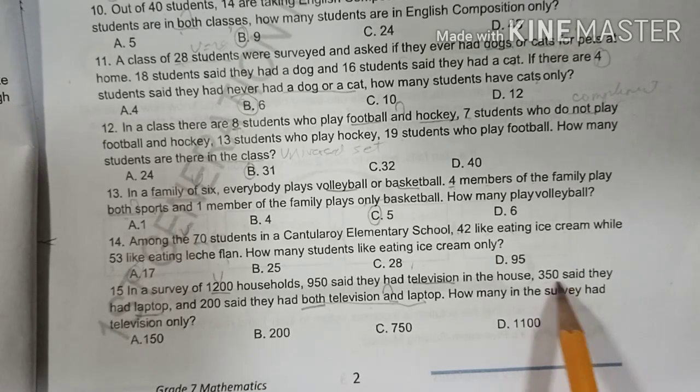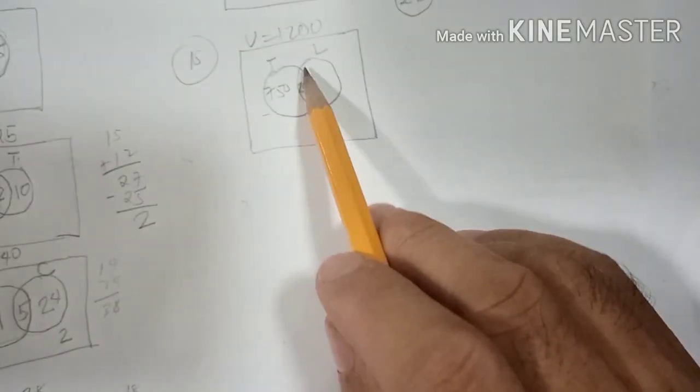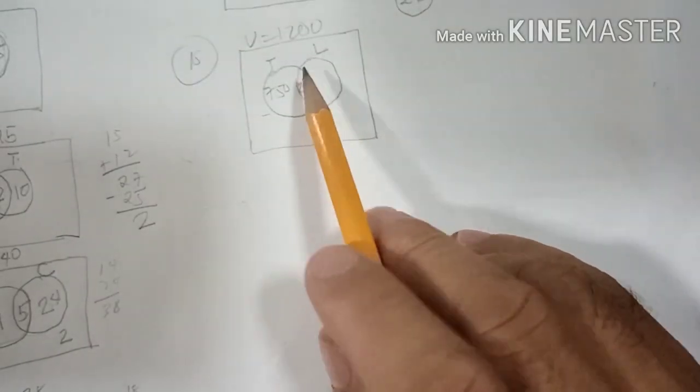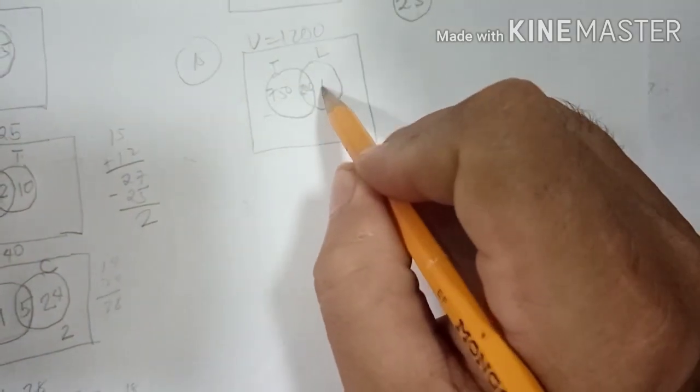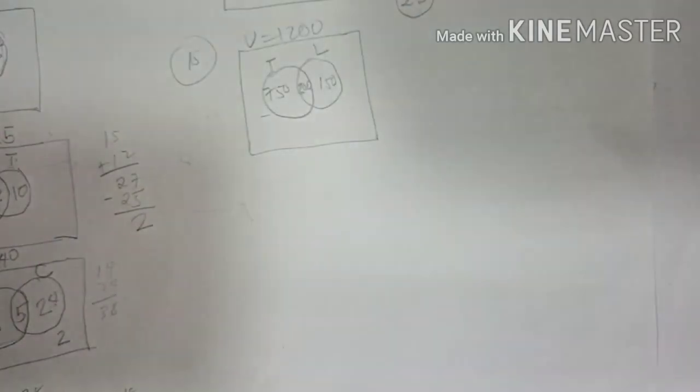Now for laptop, how many are for laptop? 350 said they had a laptop. So 350. There is 200 already for this circle for laptop. What is lacking to 200 to get 350? So the answer is 150.